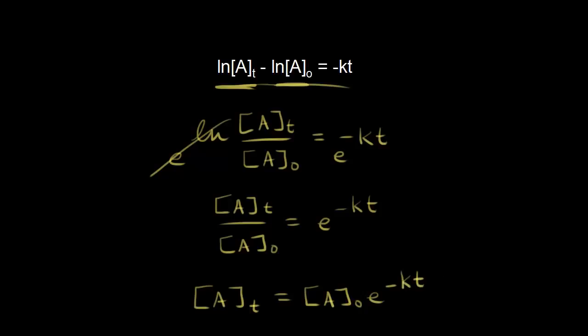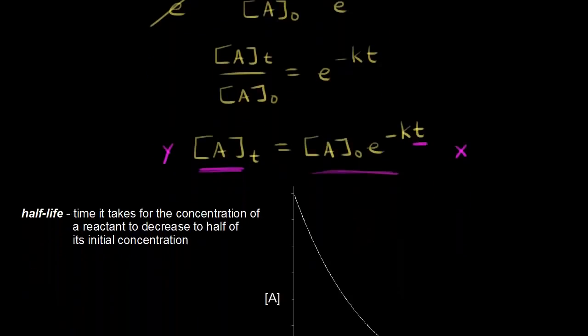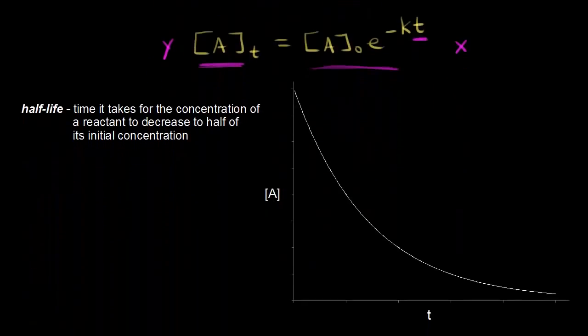And now it's a little bit easier to think about the graph. We can put the concentration of A on the y-axis, and we can put time on the x-axis. And this is in the form of an exponential decay. Down here I've graphed an exponential decay graph just to show you what it looks like.